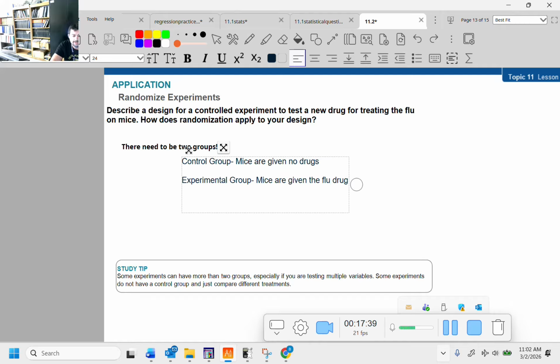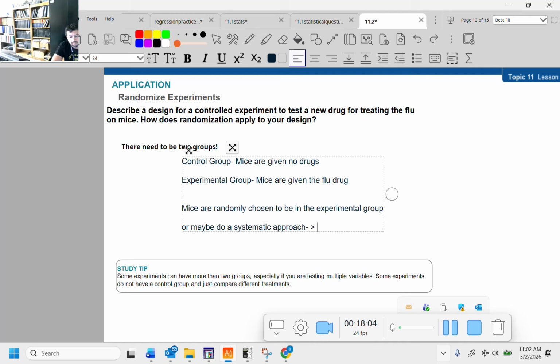Anyways, the big deal is randomization. All you have to do is make a little disclaimer here: mice are randomly chosen to be in the experimental group. It could be systematic, something like that. You could take every third mouse, or whatever. Every third is taken. But I would definitely probably do the randomly chosen.